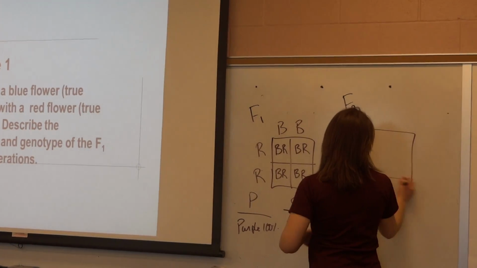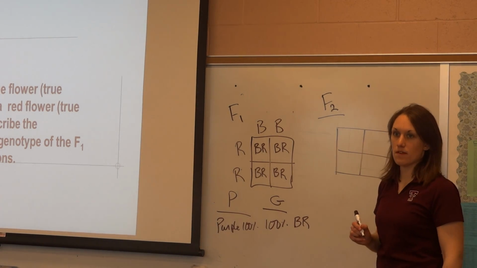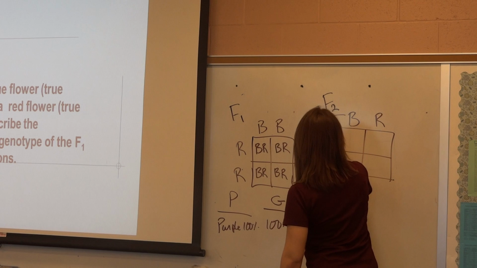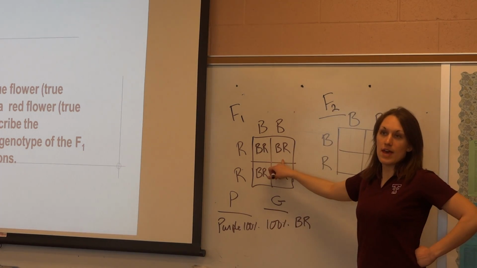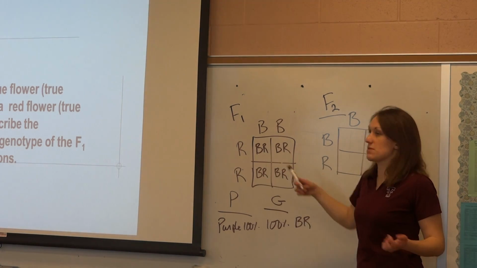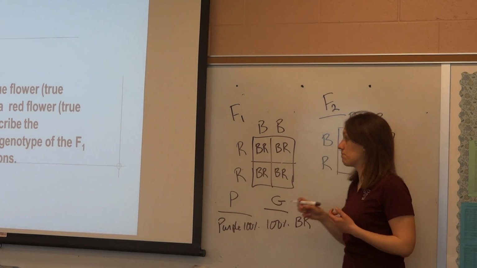What are we going to cross this time for the F2? What do we know? What are we going to cross, Clay? Two purples. So big B, big R, big B, big R. That is your only option here. If I had multiple options, you'd have to go through and do each one. But they're all big B, big R. So all of the offspring from this mom and this dad are going to be the same.